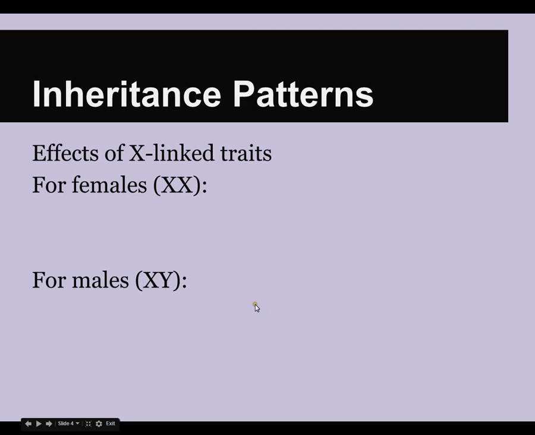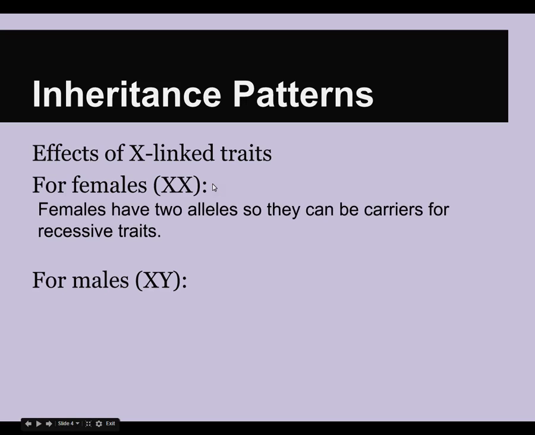So this is the inheritance pattern of X-linked traits, because that's what we're going to focus on. What does this mean? For females, it means that they can be a carrier. All of the sex-linked traits that we'll talk about exhibit pure dominant or pure recessive. We're not going to talk about codominant sex-linked traits, and we're not going to talk about incomplete dominant sex-linked traits. So because the females have two alleles, they can be a carrier for an X-linked trait.